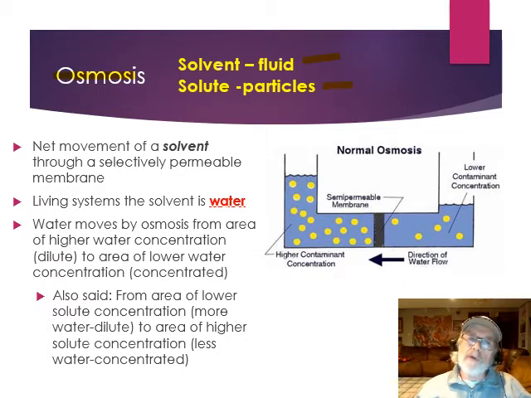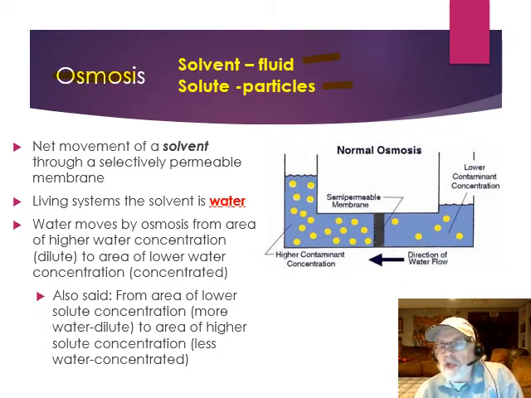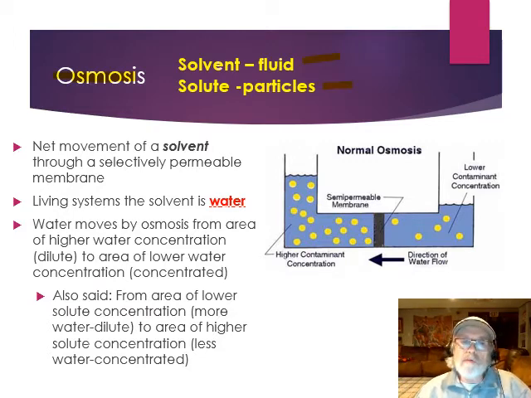So basically what osmosis is, well, everything we've talked about thus far has been the movement of some type of particle, such as sodium, potassium, or glucose, through a membrane. What we're talking about here is the net movement of a solvent through a selectively permeable membrane. The solvent in the human body is none other than water. In living systems, the solvent is water. And what I mean by a selectively permeable membrane is a membrane that only lets water through. It keeps everything else divided.